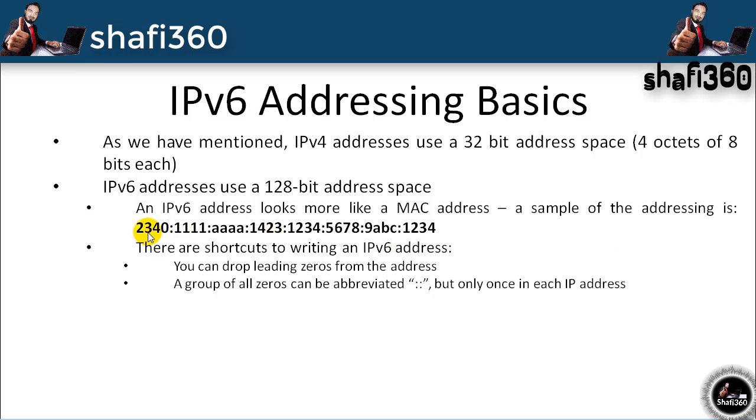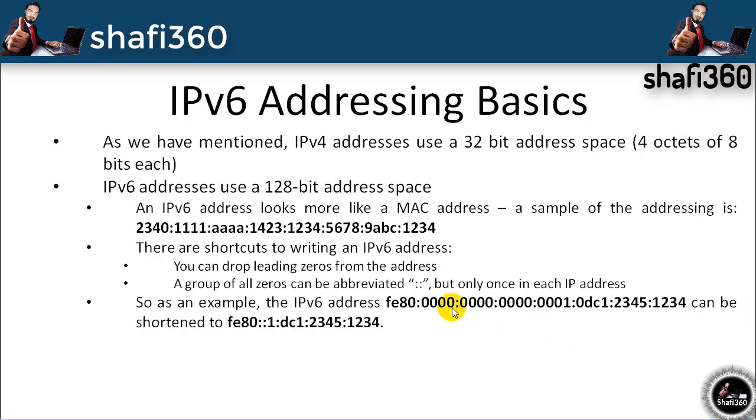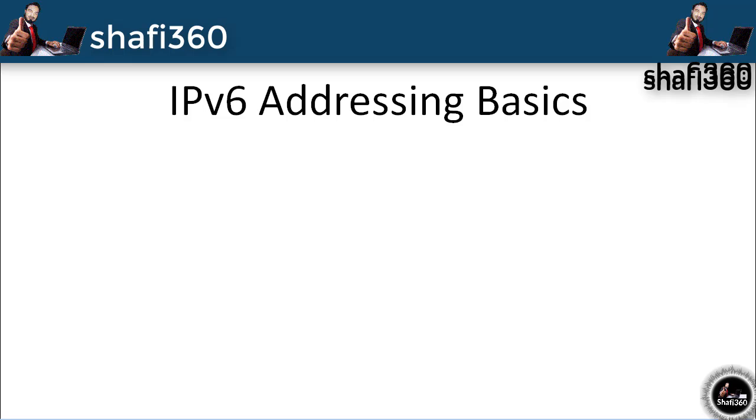Again, since an IPv6 address follows a known format, if you have a bunch of zeros right here, you can just do colon colon and it knows, well, I've got 1, 2, 3, 4, 5 sections. There's going to be 3 sections of zeros that he cut out by using this double colon shortcut. So as an example, the IPv6 address FE80, all those zeros with this address at the end, can be shortened to FE80 double colon 1, because again, you can drop any leading zeros in each section, DC1 2345 1234. So this big, long, nasty, scary address can be shortened to something that's a lot more readable and a lot easier to write.